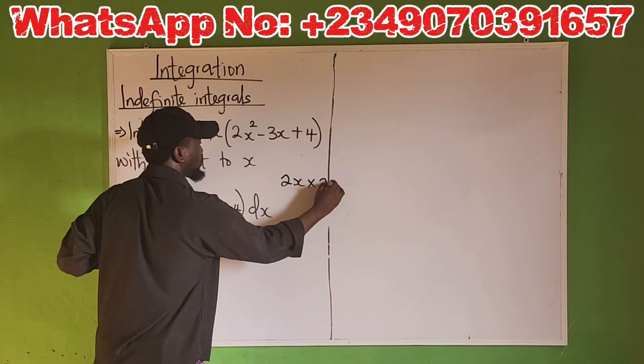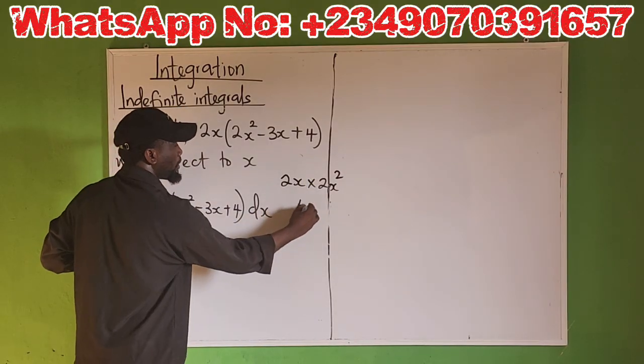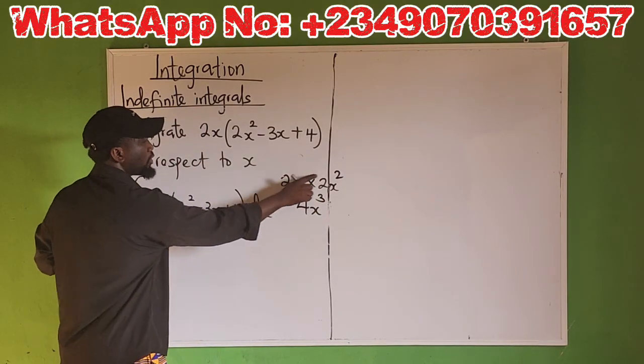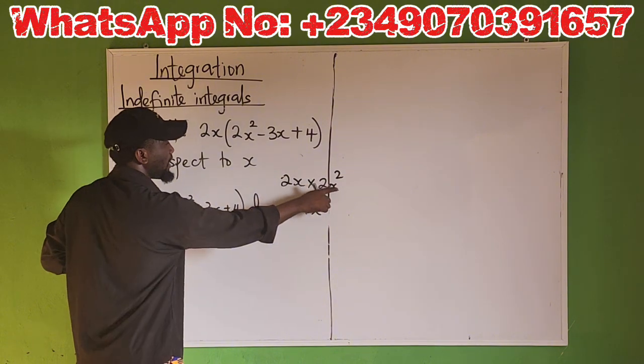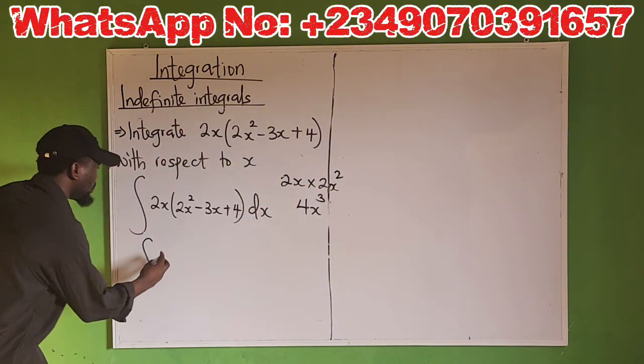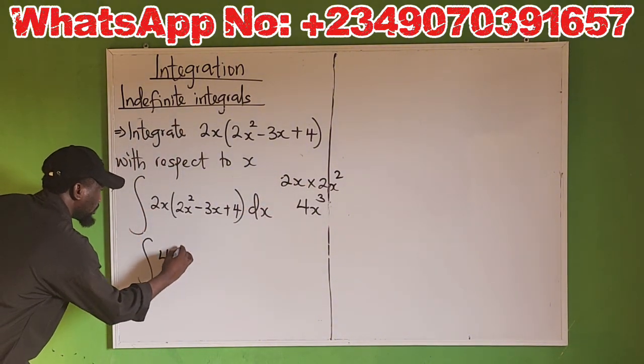2x multiplied by 2x squared gives us 4x cubed. 2 times 2 is 4. Then x times x squared is x cubed. So we have 4x cubed.